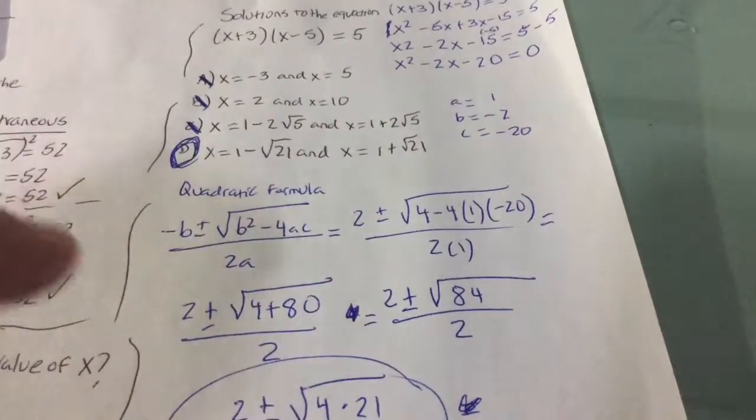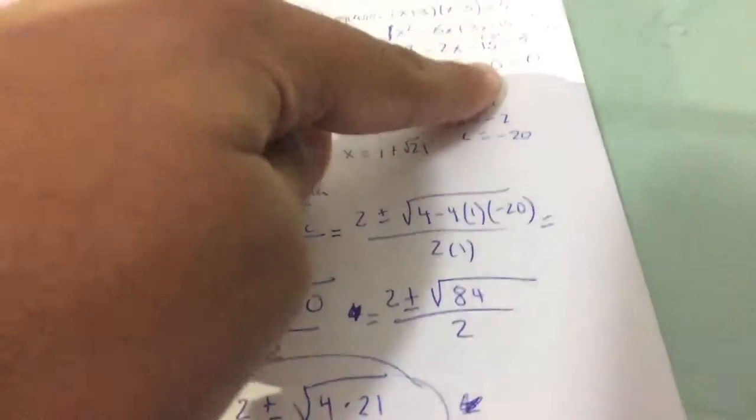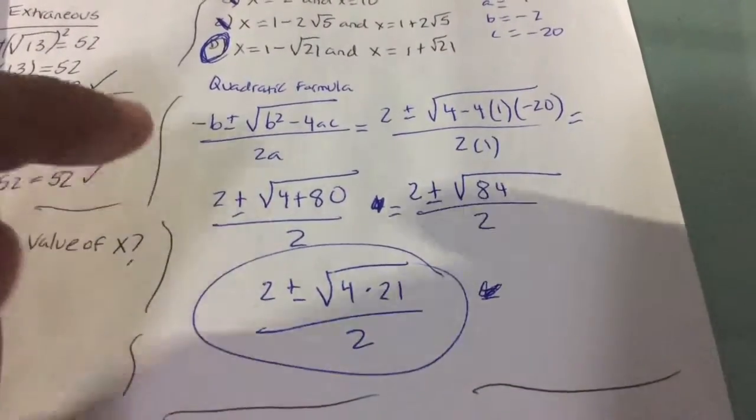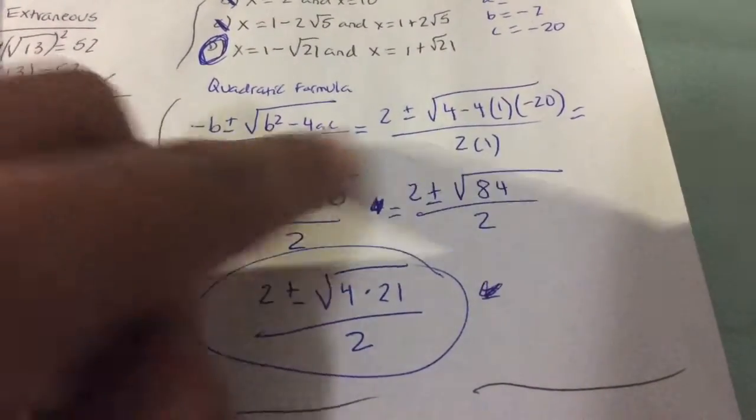Guys, if you are going to use the quadratic formula, the equation must be equal to 0, and you should do the process that I just made here, the process that I already explained before. So use the quadratic formula.